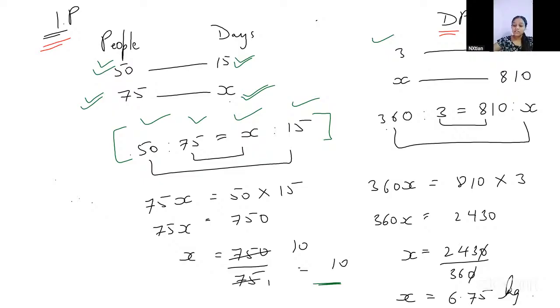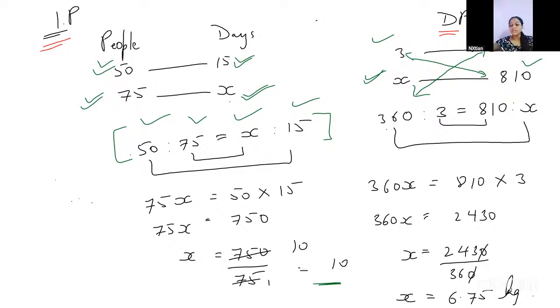3 kg honey is coming for 360 rupees. How many kgs will come in 810 rupees? Okay, so X we have to find out. Here you have to arrange it in such a way that 3 multiplies with 810 and X multiplies with 360.